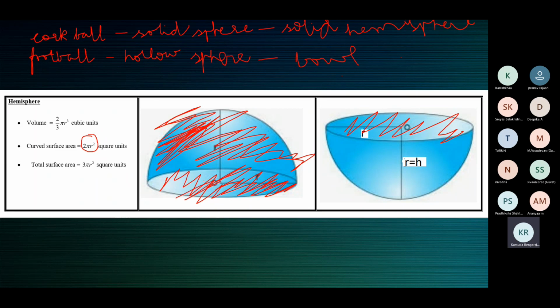You can paint here also because it's half of a cork ball, right? So you can paint this also. This one, it's a circle, so area pi r square. So total surface area is 2 pi r square plus pi r square, which is 3 pi r square.